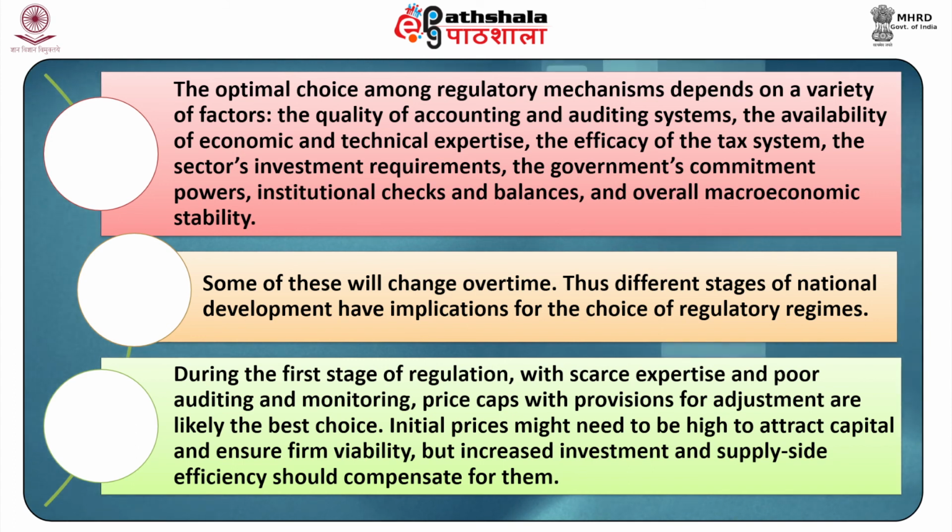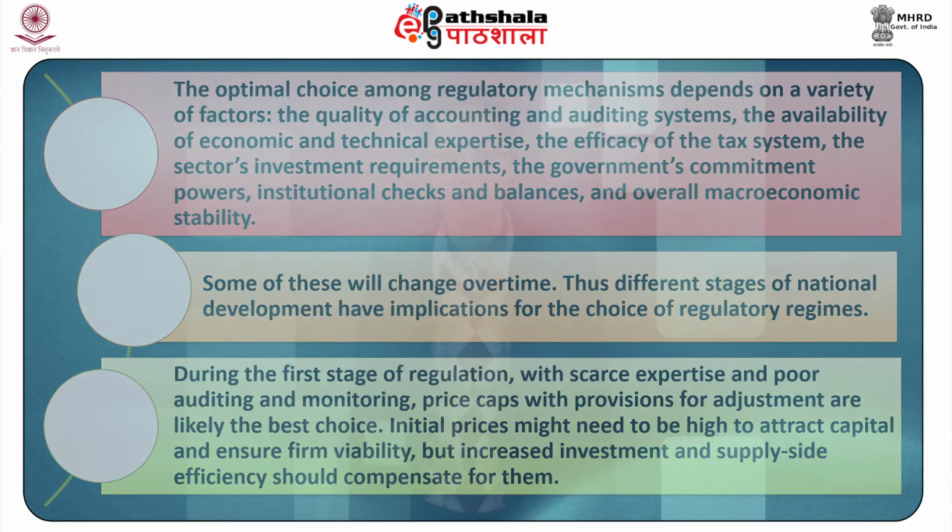During the first stage of regulation, with scarce expertise and poor auditing and monitoring, price caps with provisions for adjustment are likely the best choice. Initial prices might need to be high to attract capital and ensure firm viability, but increased investment and supply side efficiency should compensate for them. This stage should be used to improve regulatory capacity and accounting and auditing systems.